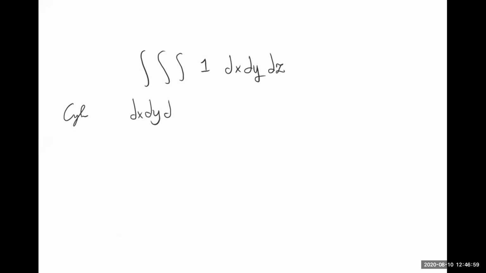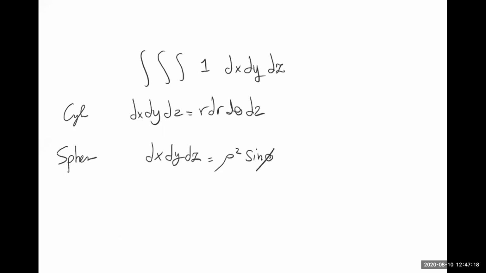Okay, I would write it. So I should compute the integral of 1 dx dy dz. It's a little challenging to do this. As I told you, for example, in cylindrical or polar coordinates, dx dy dz was equal to r dr d theta dz. We can do the same thing here in spherical coordinates. We can compute what dx dy dz is. It would be rho squared sine of phi d rho d phi d theta.